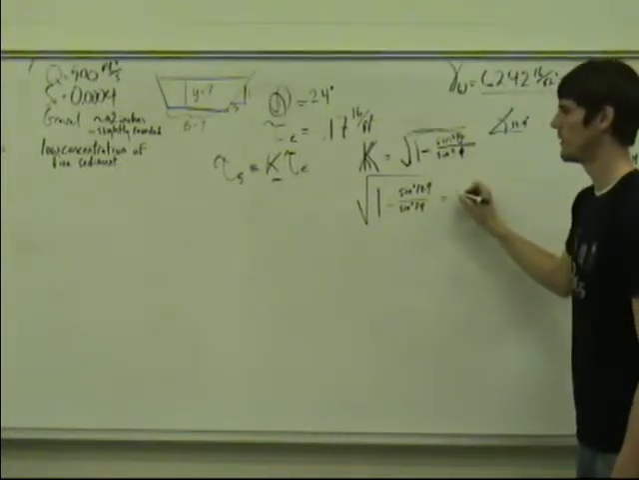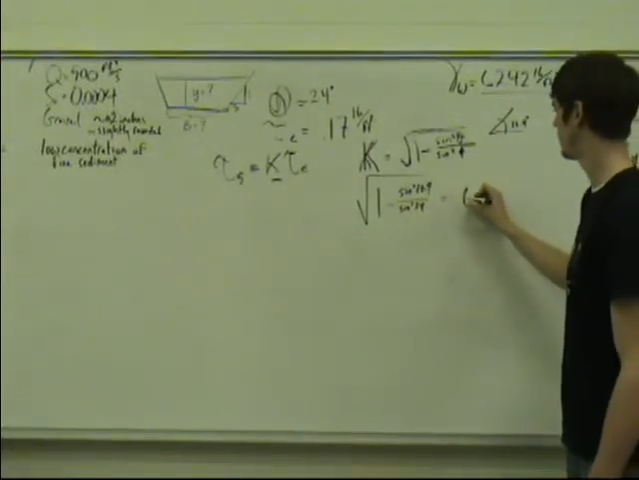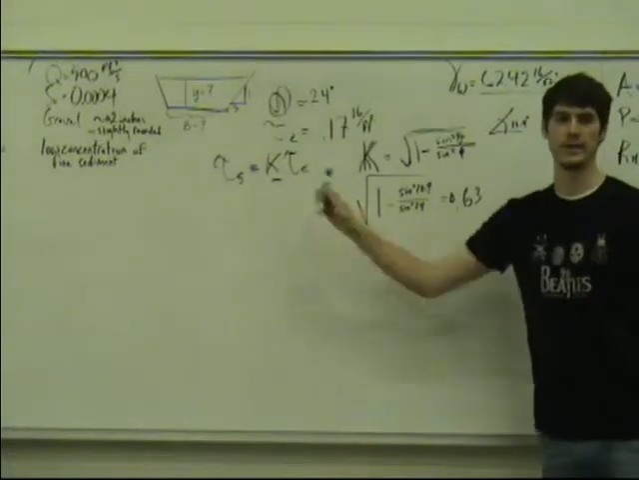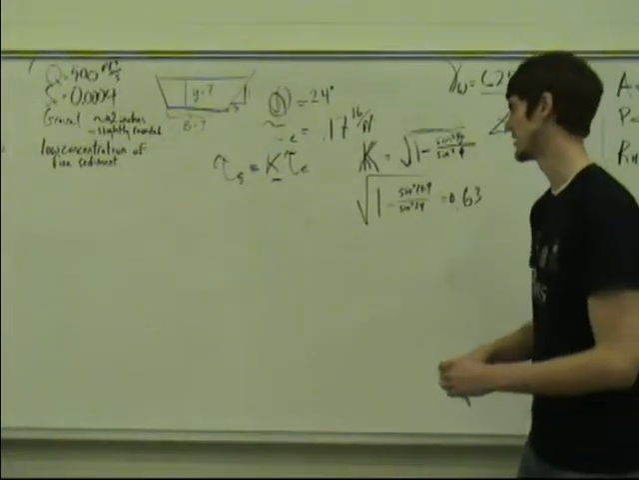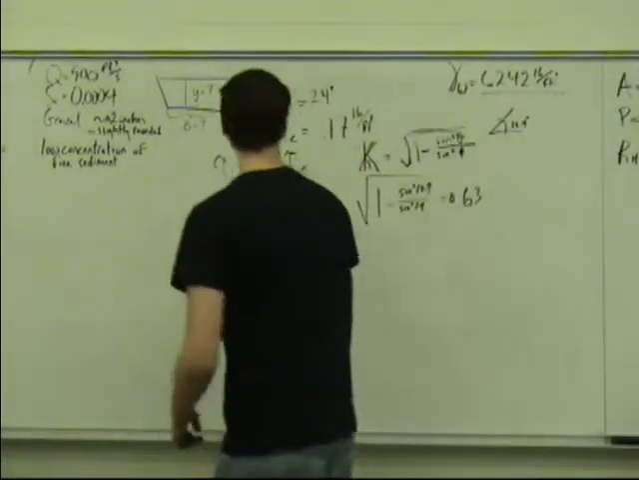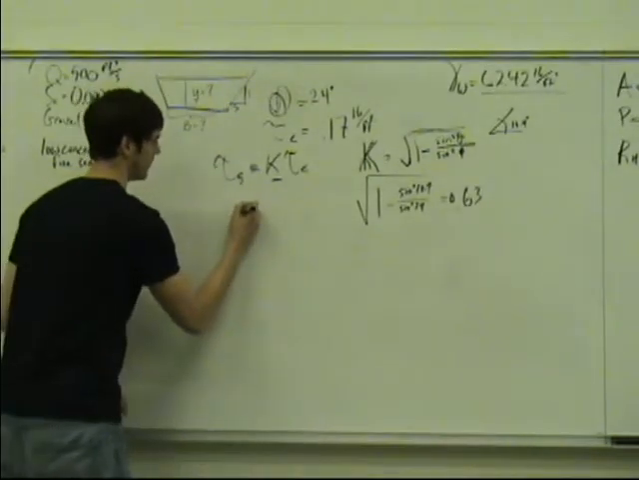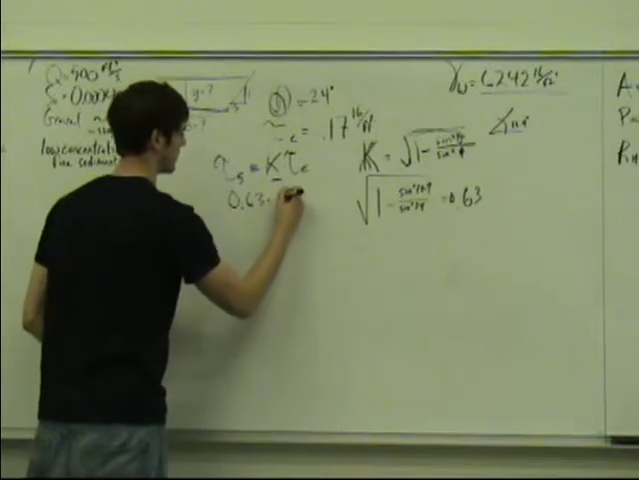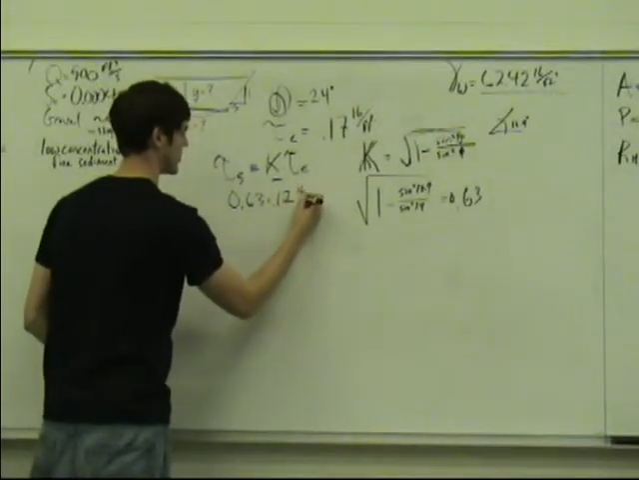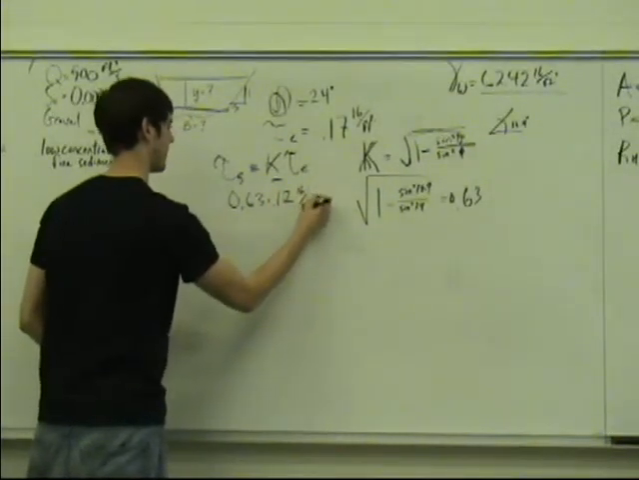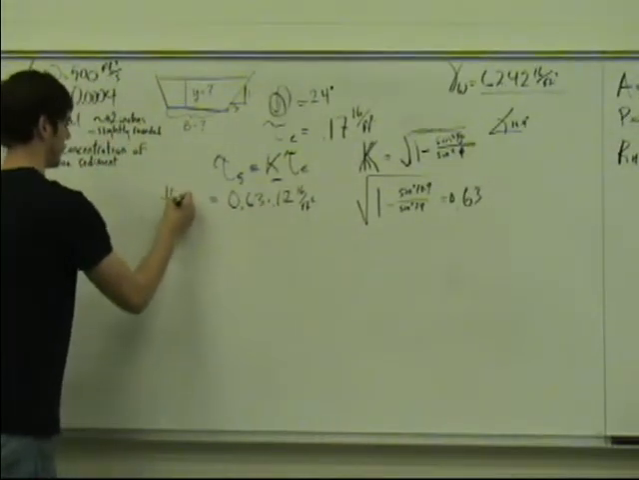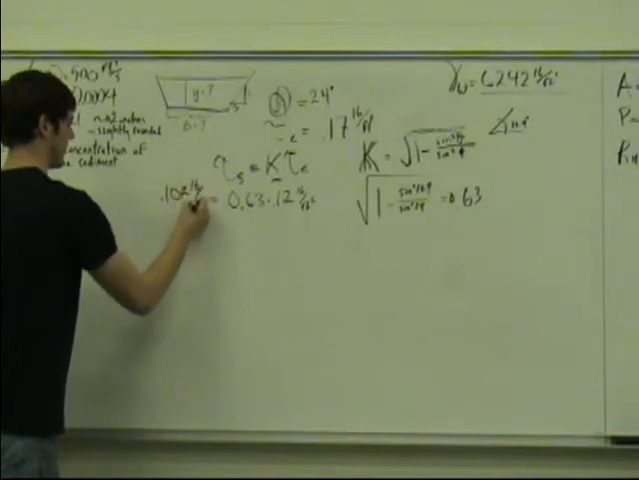And that's equal to 0.63. So now we can plug back in and determine what the critical shear stress on the side slopes is going to be. We'll have 0.63 times our critical shear stress on the bottom, and that's going to be equal to 0.107 pounds per square foot.